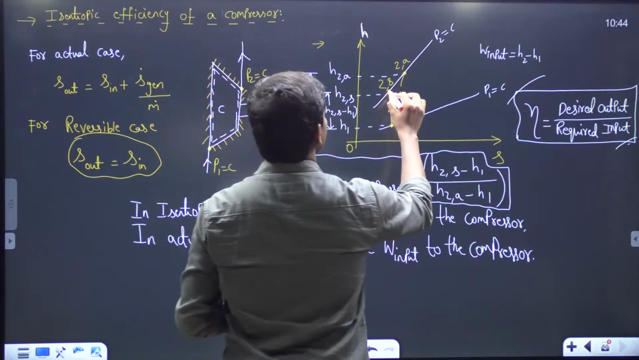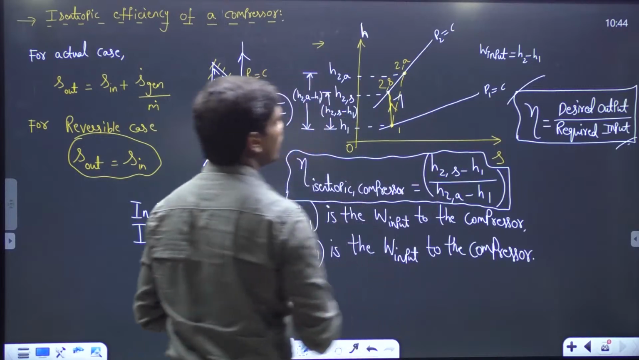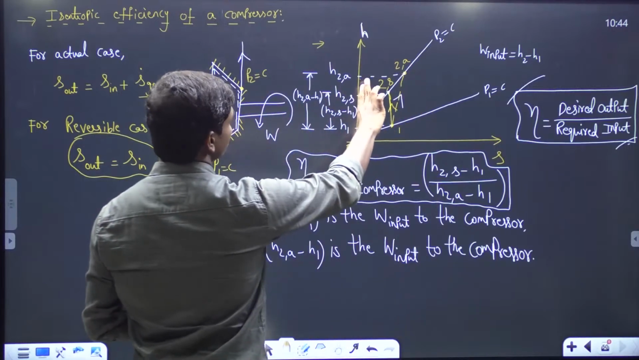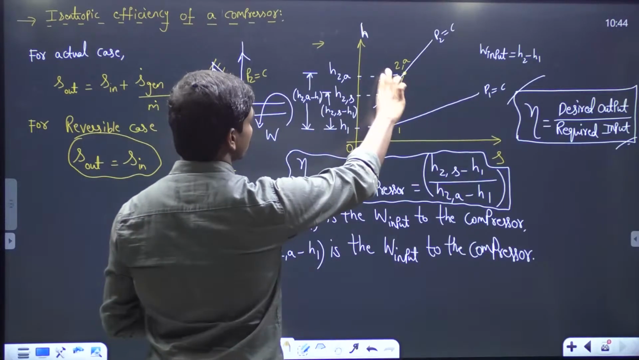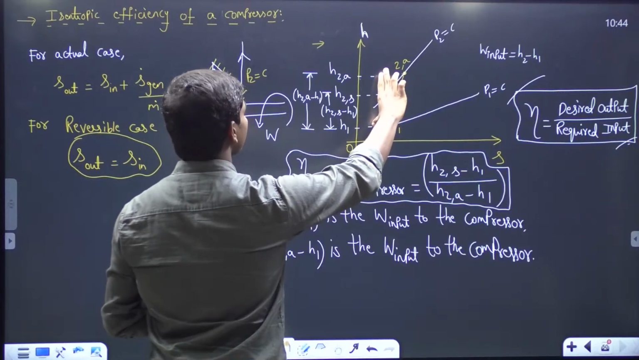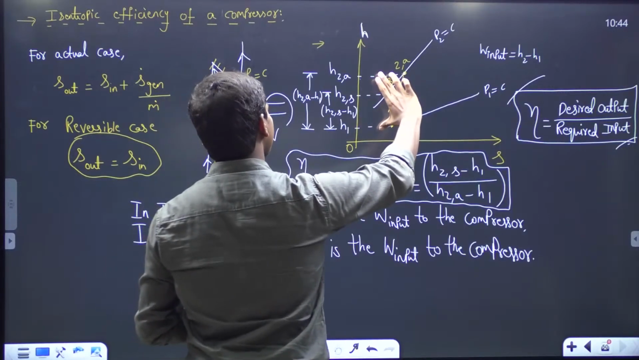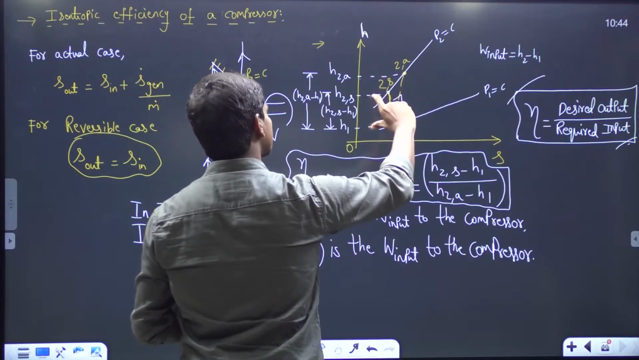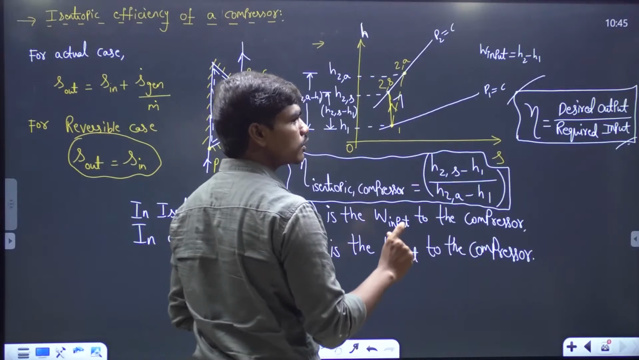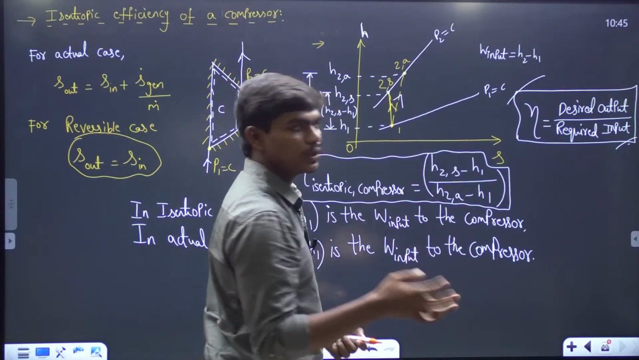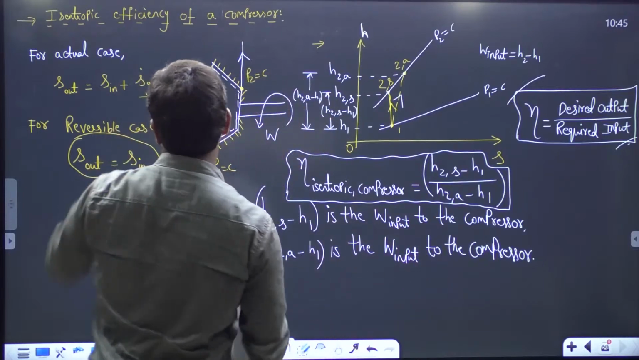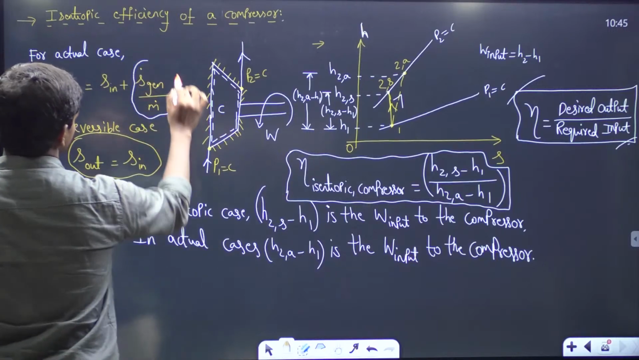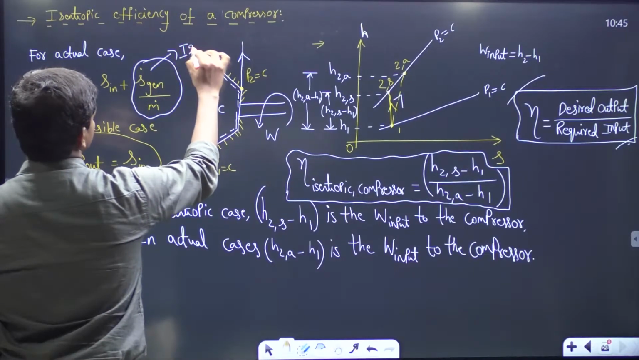So see here, 2S and 2A. Now, this difference H2 actual minus H1 is the total energy that you are supplying to the compressor, but out of this total enthalpy difference that you are supplying to the compressor as work input, only this H2S minus H1 energy is supplied to the fluid, and the remaining energy is getting wasted because of the irreversibilities.